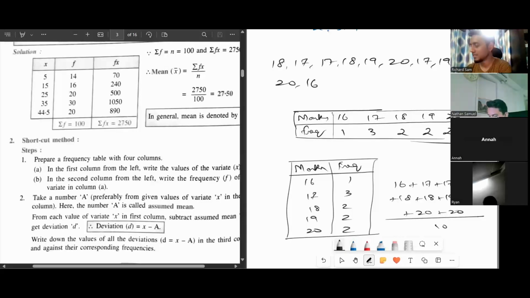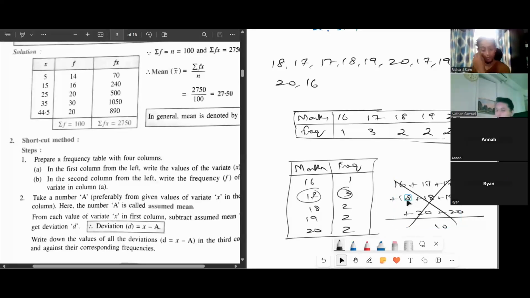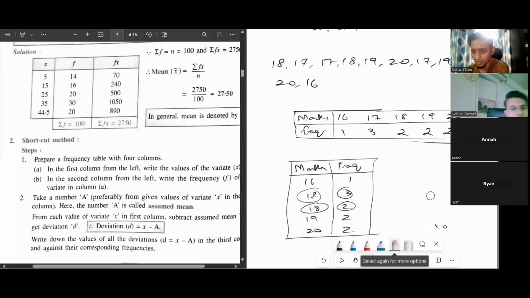Yeah? Okay. But we're going to see an easier method to do this. We're not going to do it like this. Instead of writing 17 plus 17 plus 17, what can we write it as? 17 into 3. This 17 into this 3, so that we can multiply those two values. And for 18, how many 18s are there? So instead of doing 18 plus 18, we can write 18 into 2. You see, these two numbers we have to multiply. So that's what we're going to do now.